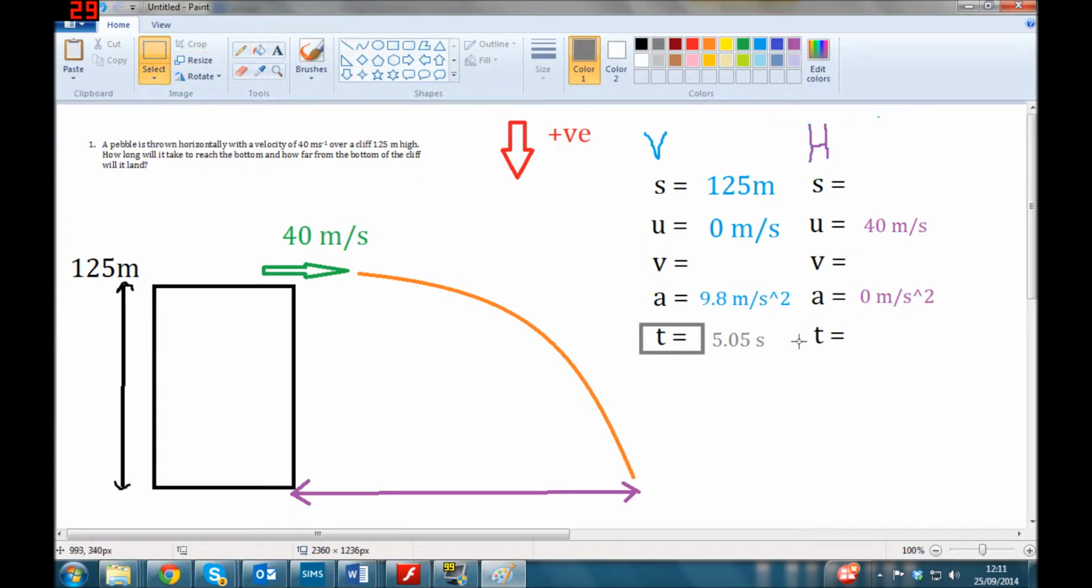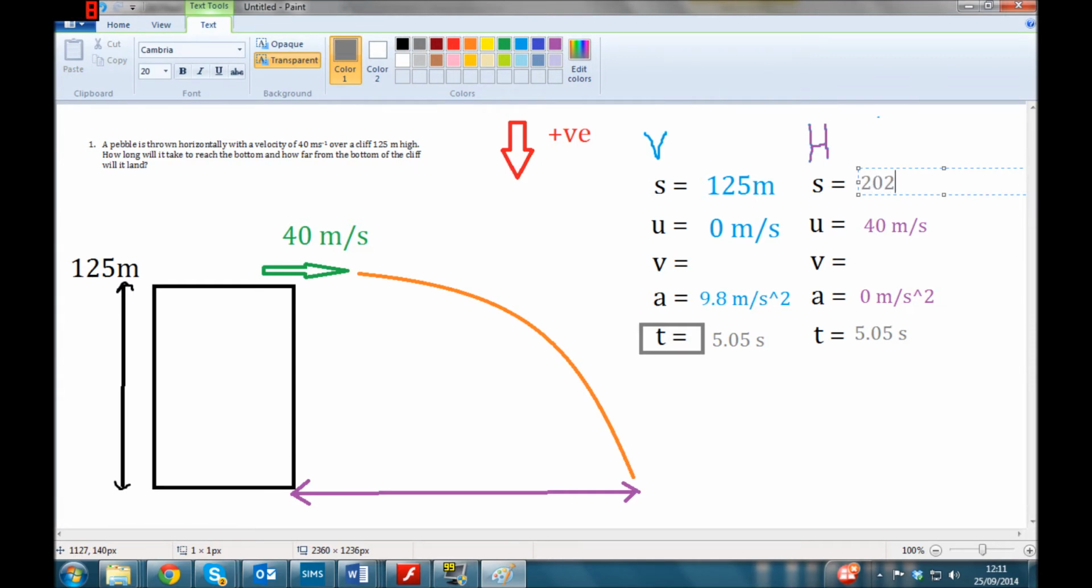Now, do we have T? Well, yeah, we do. It's this value here. Let's copy and paste it, stick it over here. The time taken for it to fall vertically and for it to travel horizontally and combine together to do this nice parabolic path is 5.05 seconds. So it's the same for both. So now I just do S equals U times T, 40 times 5.05, do that on my calculator, and that's going to give me a displacement of 202 meters. 202 meters.